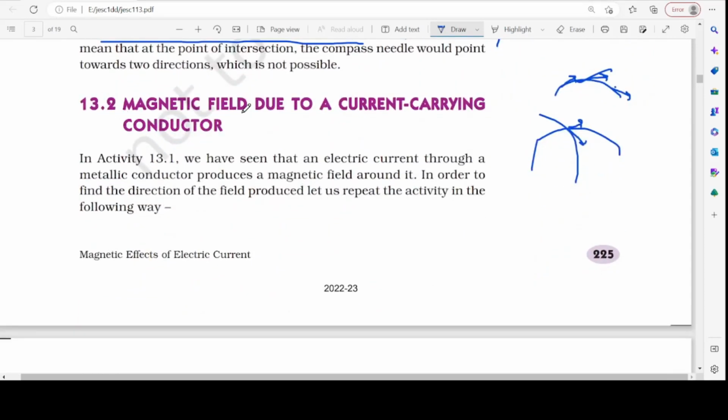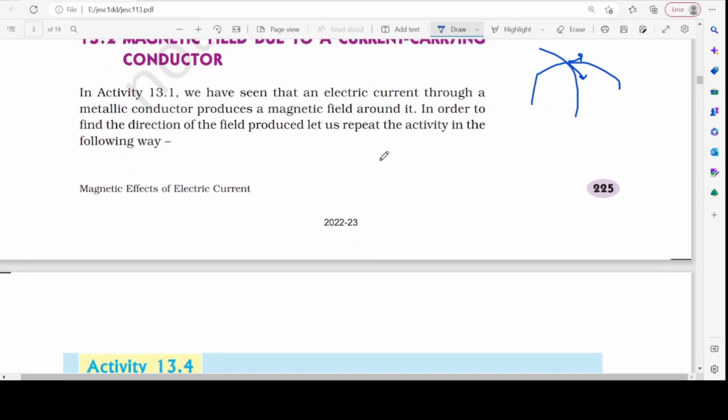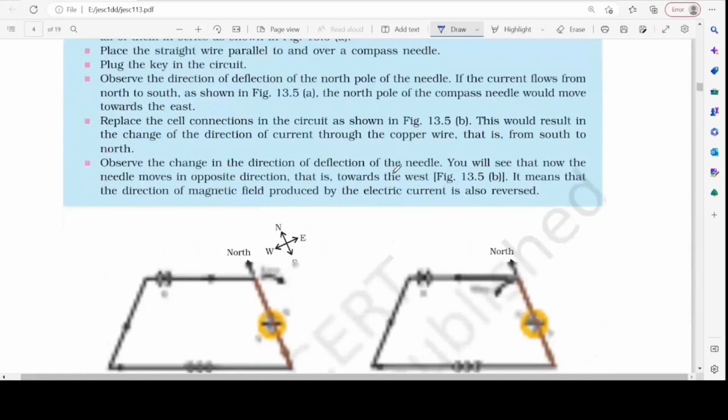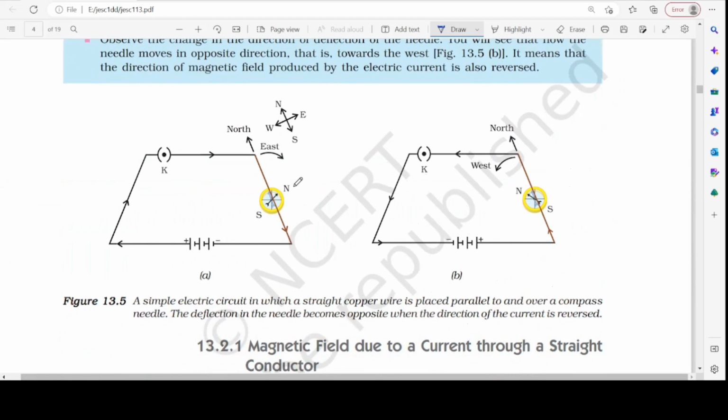Okay, now moving ahead, magnetic field due to a current carrying conductor. Now we will be seeing the magnetic field due to a current carrying conductor. As we have already seen, a conductor is something that carries current. Whenever we have an electric current, a magnetic field is produced. Now, to know the direction of magnetic field and the movement of compass, this is an activity.